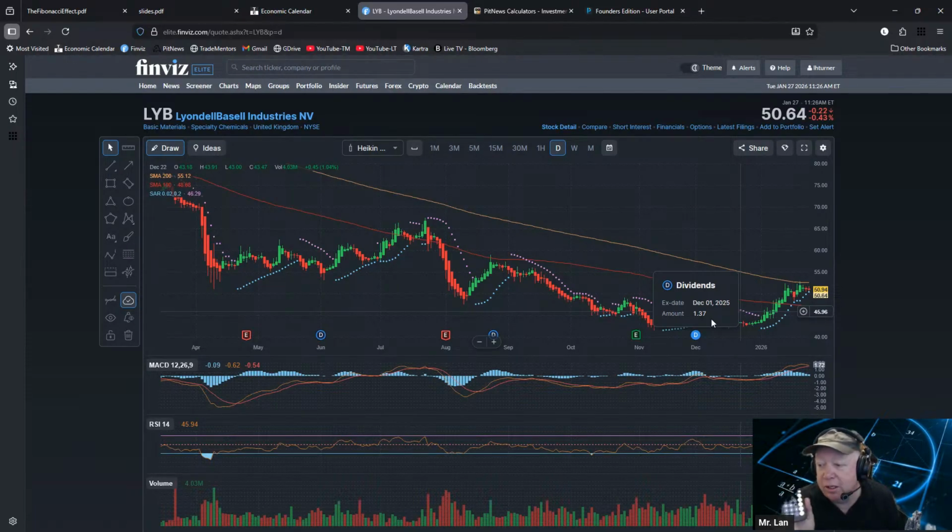So if we have 197 shares, we're going to get $1.37 per share every 3 months, every quarter. So we're going to come in here and we're going to go times 1.37 equals $270. That's pretty cool, right? $270.